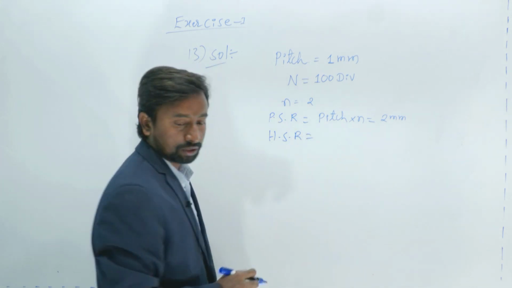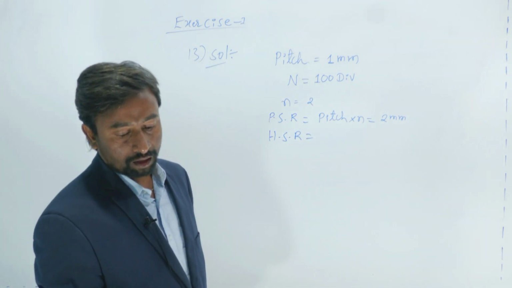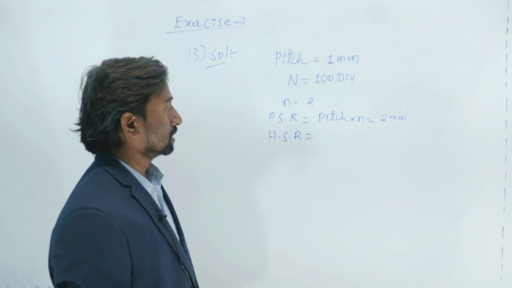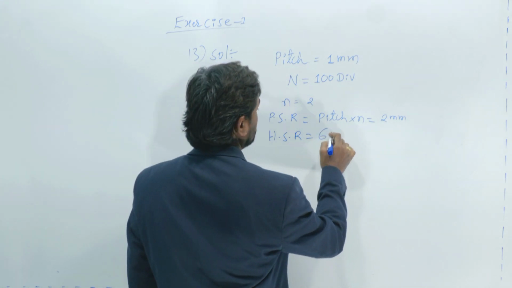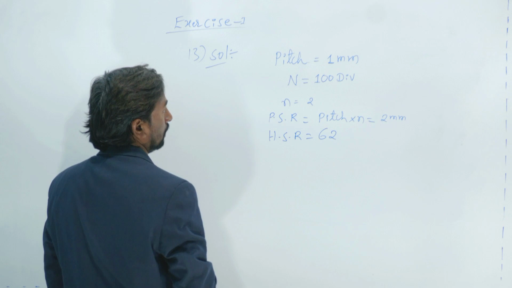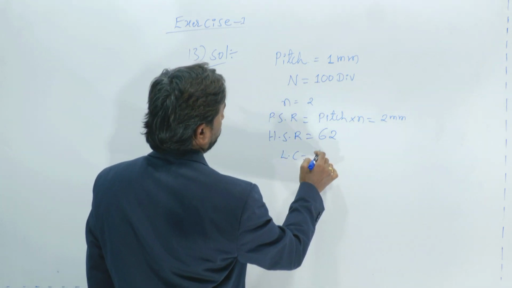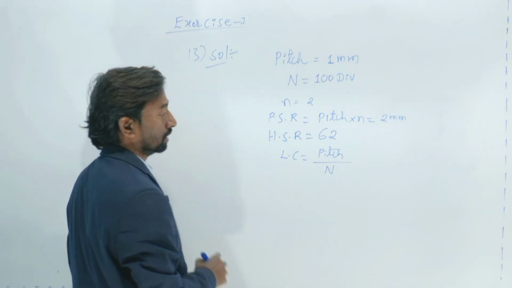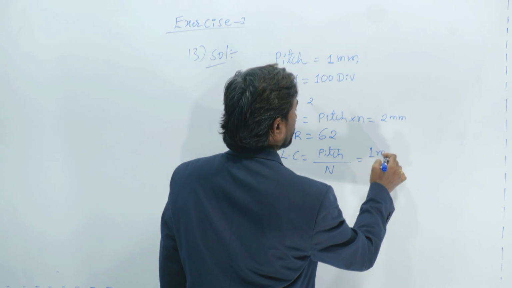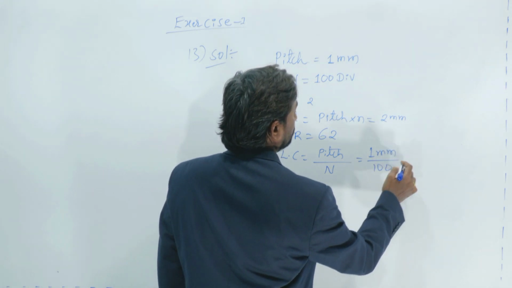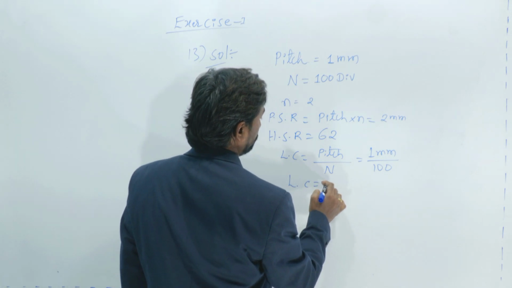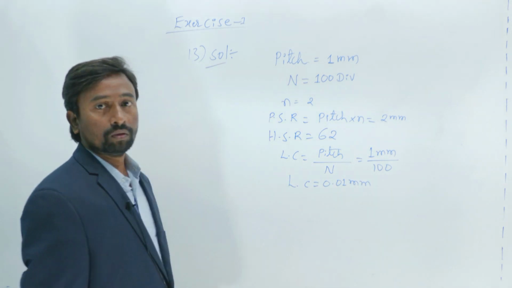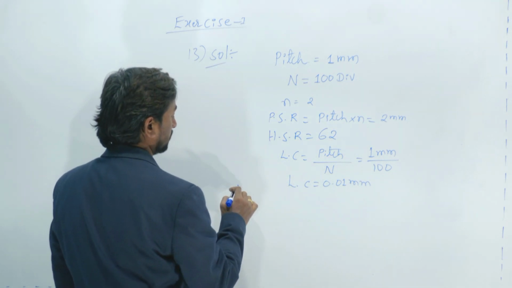So HSR is equal to how much? It is given here: 62 divisions are visible on the circular scale coinciding with the reference baseline. So 62 divisions coincided. And we know the least count: pitch divided by the number of head scale divisions or circular scale divisions. That is 1 mm divided by 100. We get LC equals 0.01 mm. Okay, so now we can write the diameter.